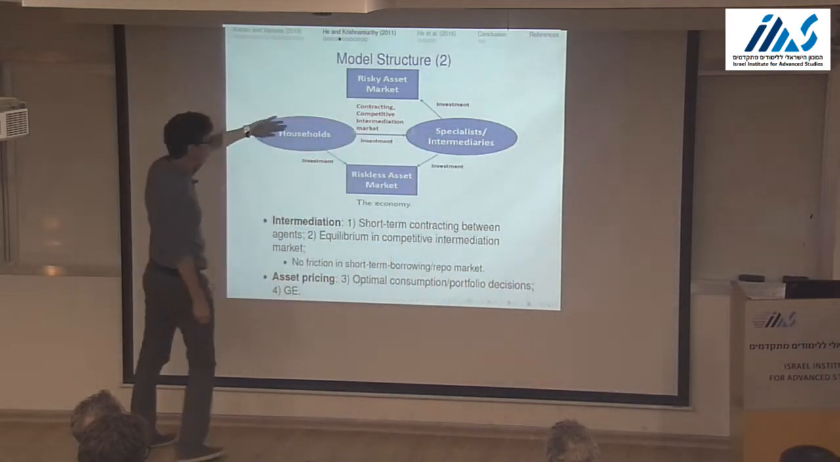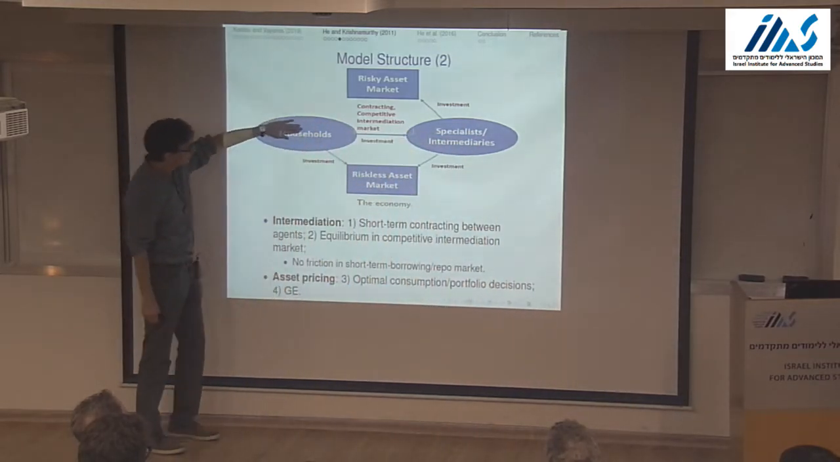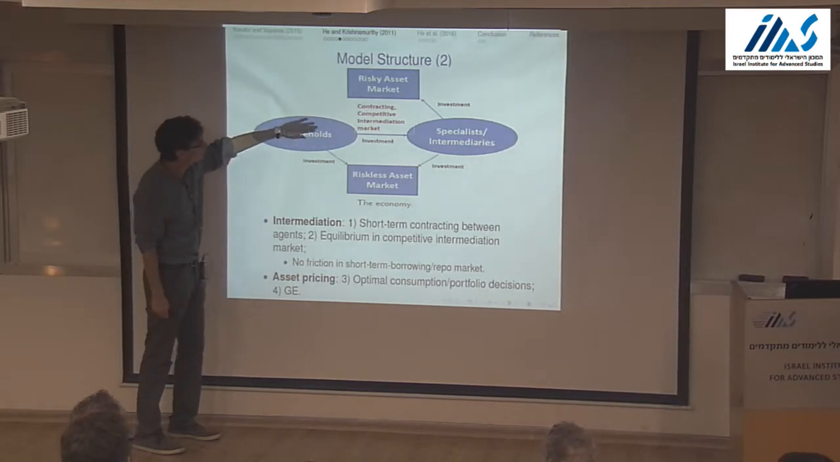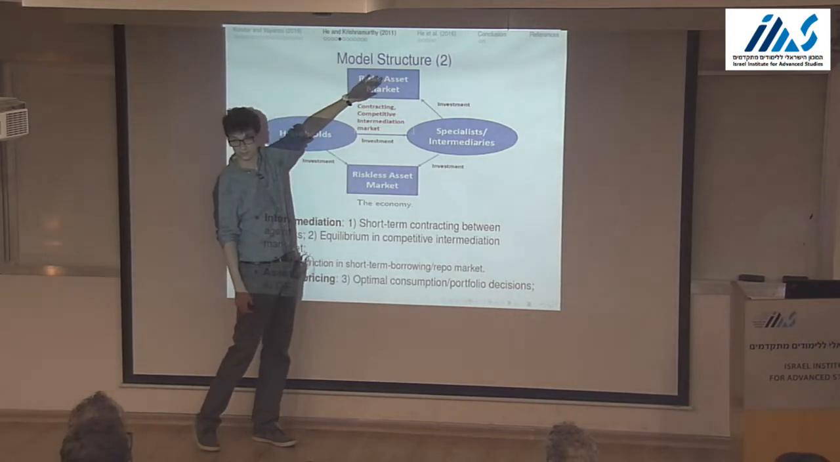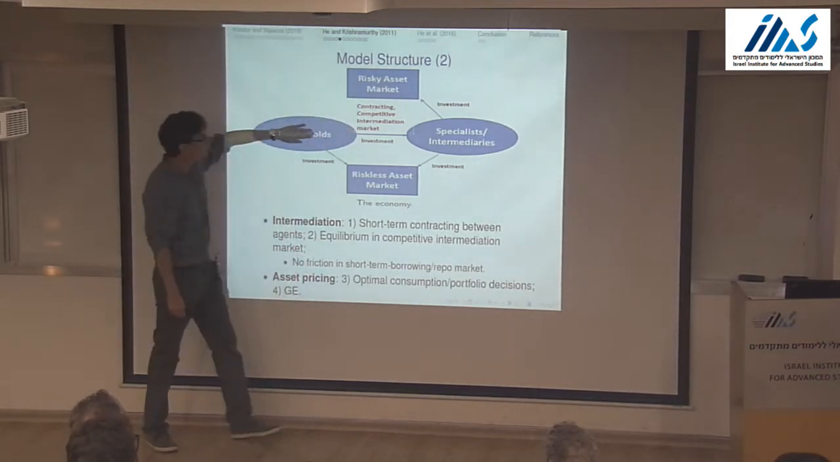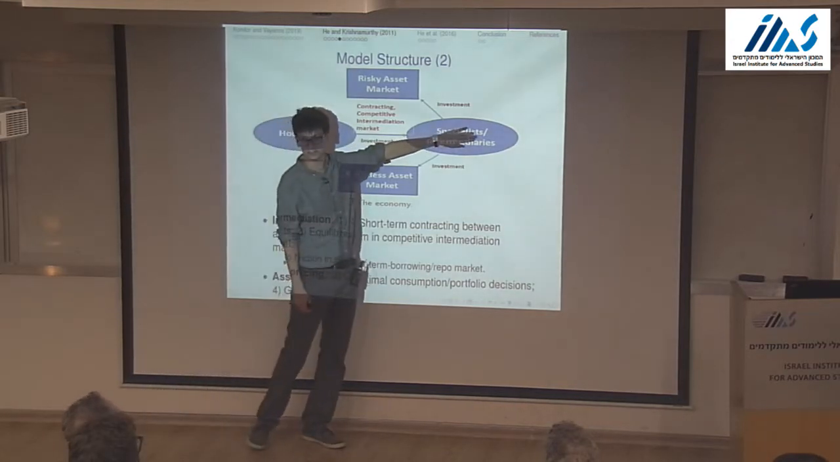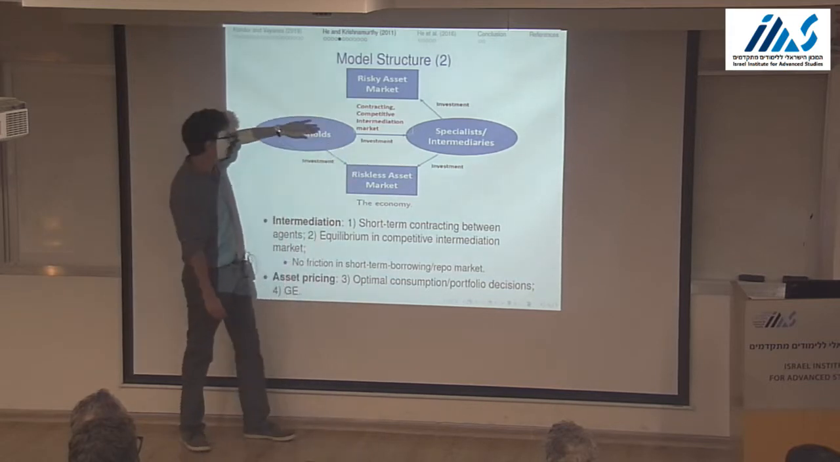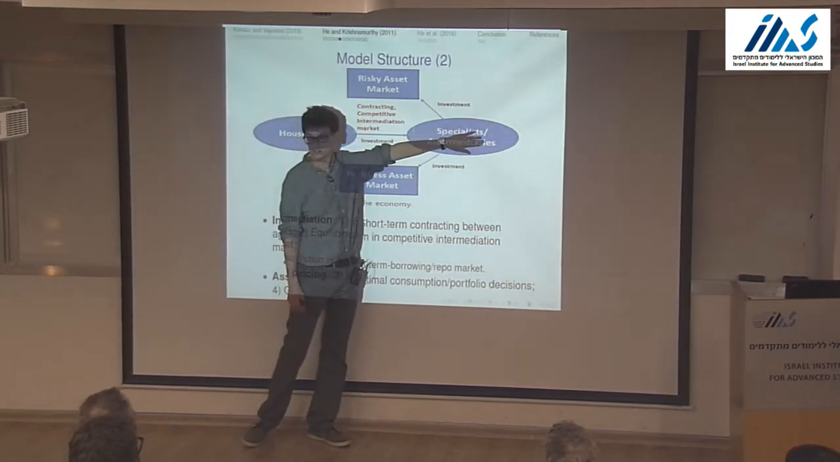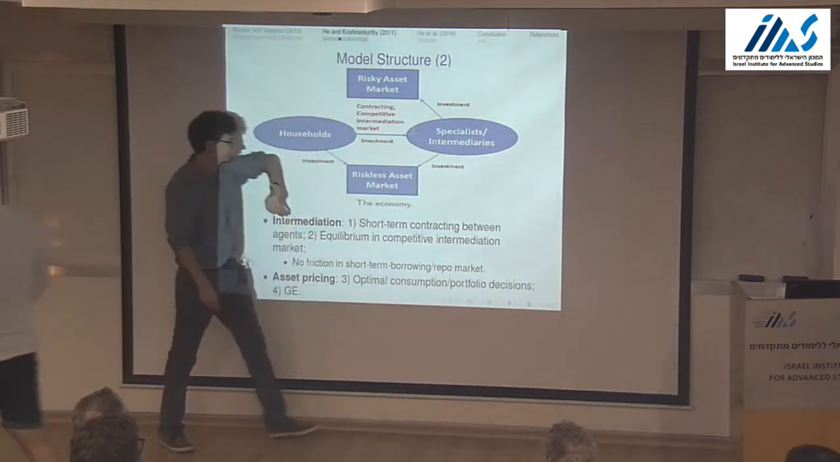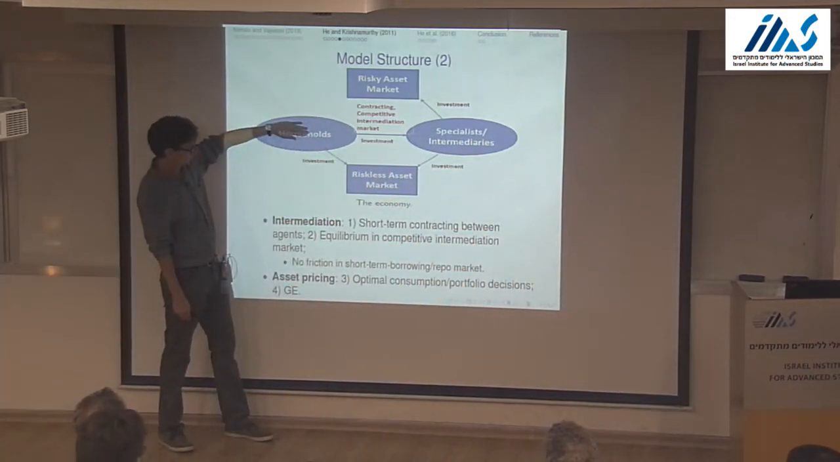So we have households, and the main assumption is that these households, that's the difference between a standard consumption-based asset pricing model, cannot buy risky assets directly. The only way they can have risky assets is that they invest with specialists. So think of them as hedge funds, and households can give them money to invest, and then they will be equity partners in this hedge fund.